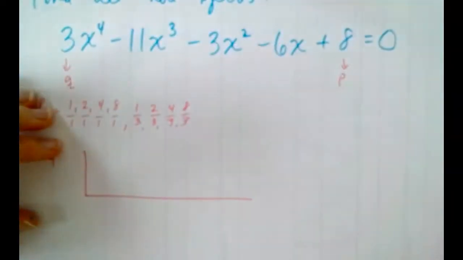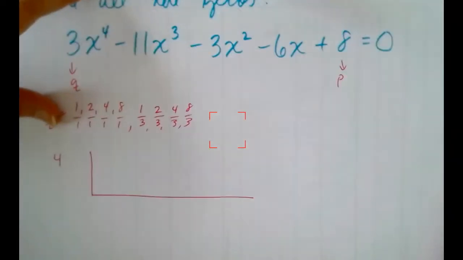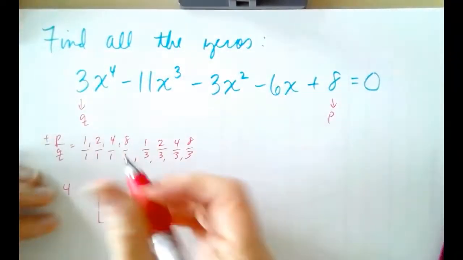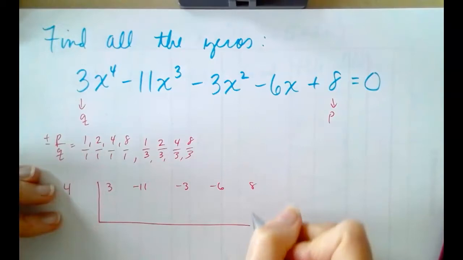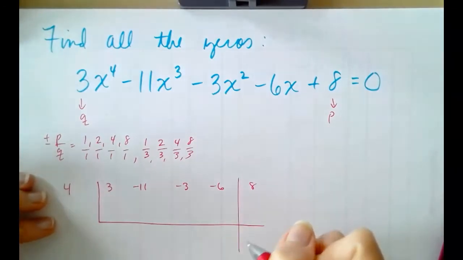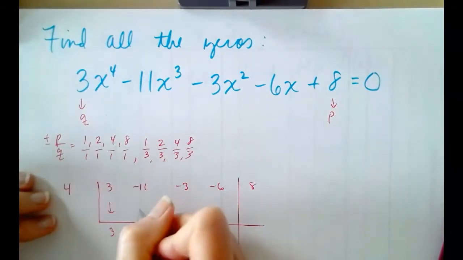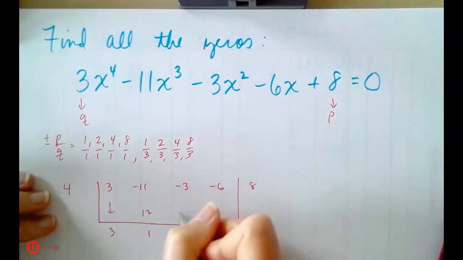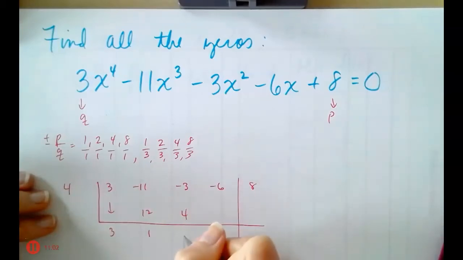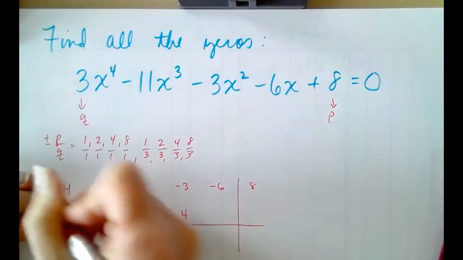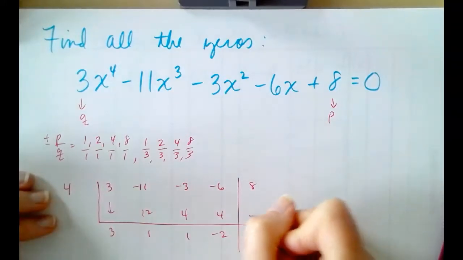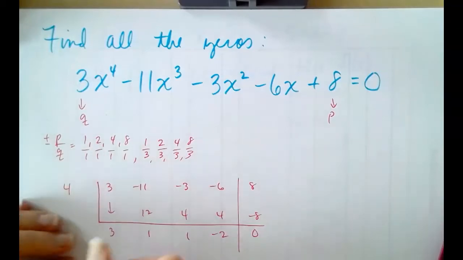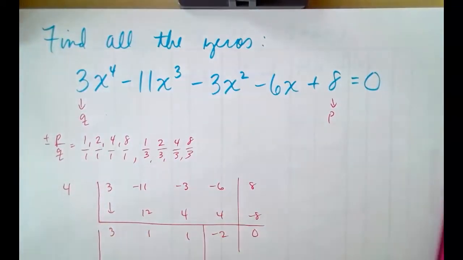All right, so let's depress it down by 4. So 3, negative 11, negative 3, negative 6, 8. Remember, that last column should cancel. Bring down, multiply, add, multiply, add, and multiply, and add, and multiply, and 0. That's just what we want. Don't lose that. We need it because we wanted to depress it down again.